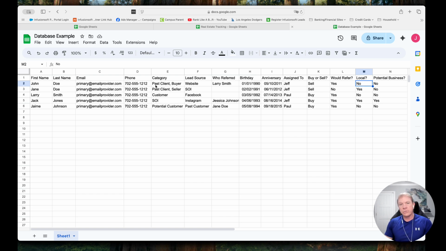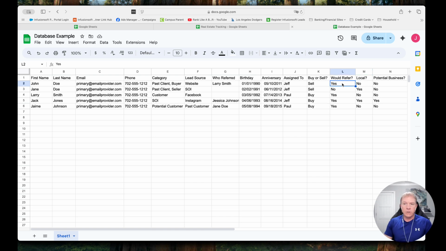I could also do that as a tag or a category. I can put past client, buyer, local, or do it that way too. Either way, in my case, I just like to have it separate, but it could work the other way as well. And then lastly, potential business. So it's also good to score or assess whether or not you think this person would do business with you again, or, on the refer side, would they refer you business?